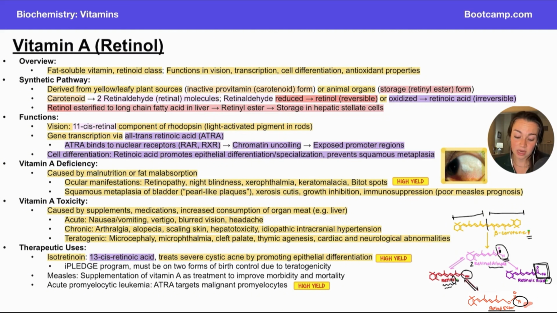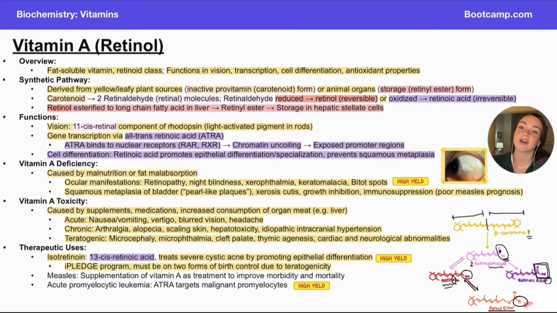But you must be careful because, like we said, vitamin A, and therefore isotretinoin, which is very potent, is extremely teratogenic. So before you prescribe isotretinoin, you have to enroll patients in the iPledge program. And it's a whole thing, but at the core of the iPledge program is that patients must be on 2 forms of birth control due to just how devastating that teratogenicity is.